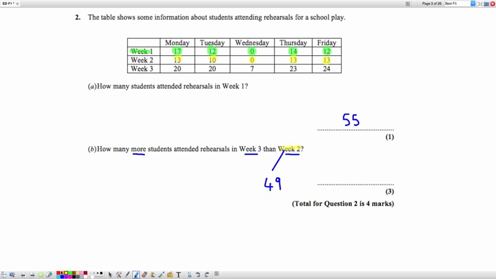Let's look now at week 3. Week 3 is here: 20, 27, 27 and 24. Adding those numbers up gives us our total for week 3, which is 94. To find out how many more, we must subtract these 2 values. Subtracting these 2 values gives us the difference, which is 45 students. So there were 45 more students that attended in week 3 than week 2.